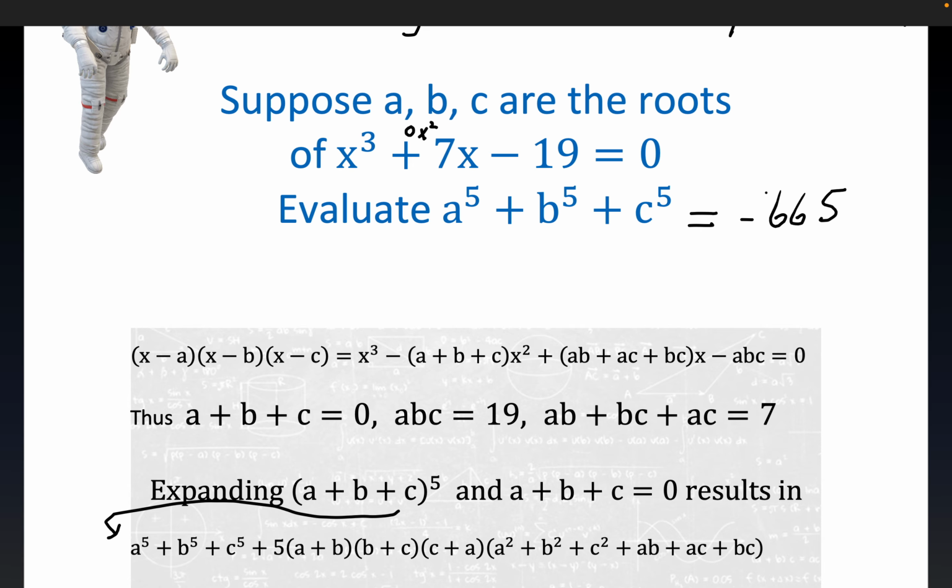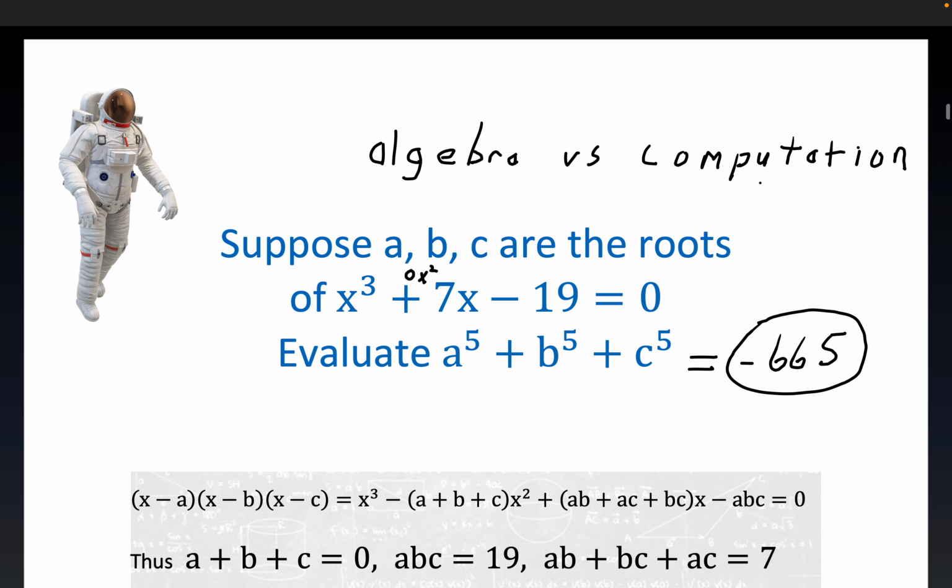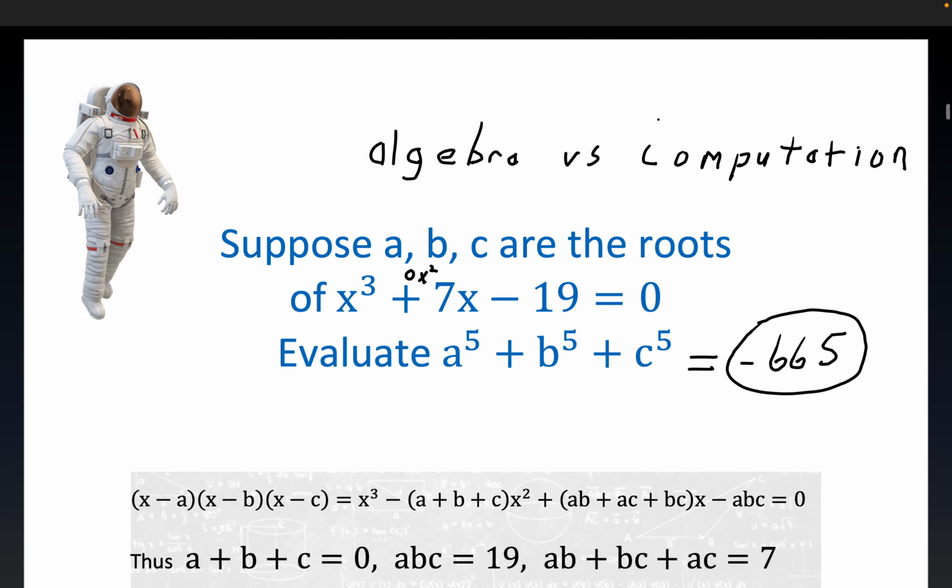Y'all, just thanks for sitting through that. If you're like me, you didn't. You just went to the end. I do that all the time. I just want to see the answer and then work it myself, you know. But notice that the problem, the natural approach is just to solve for A, B, and C and then substitute.